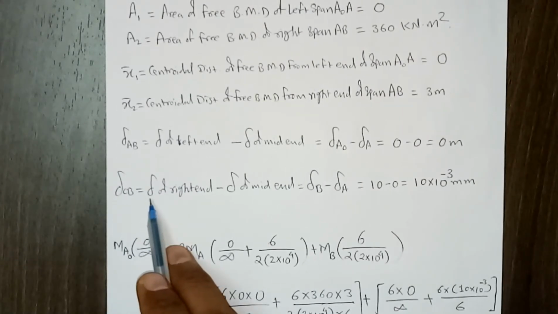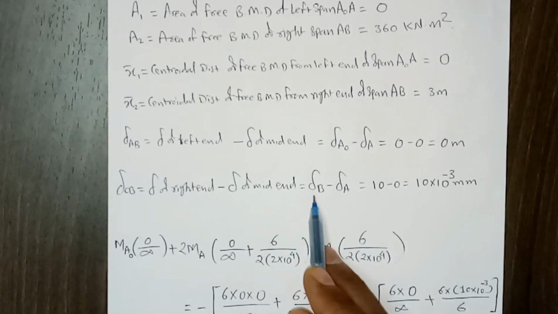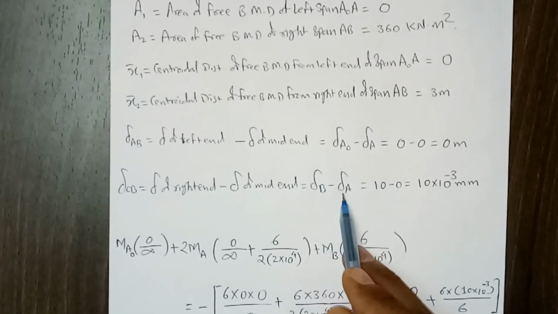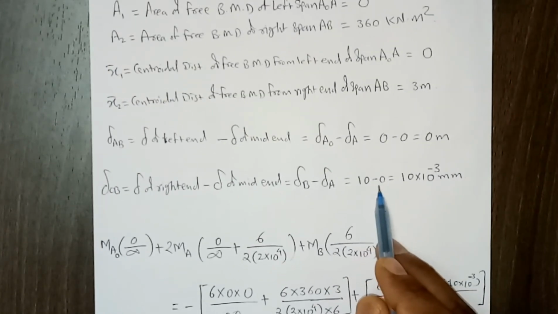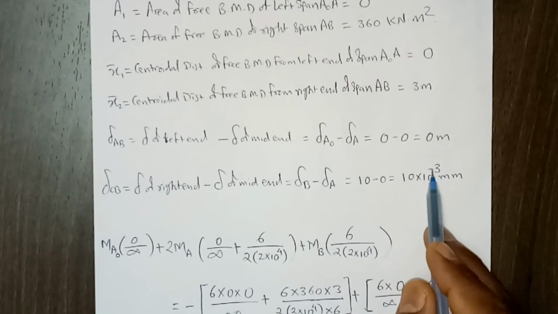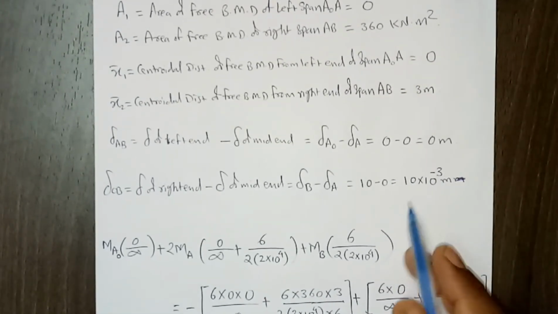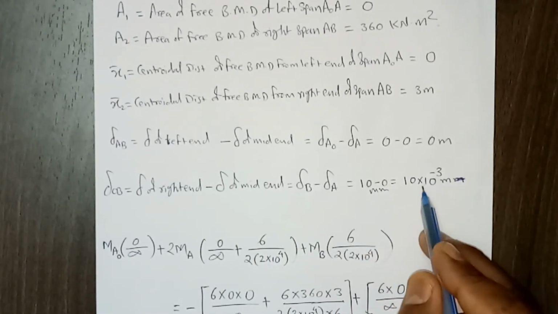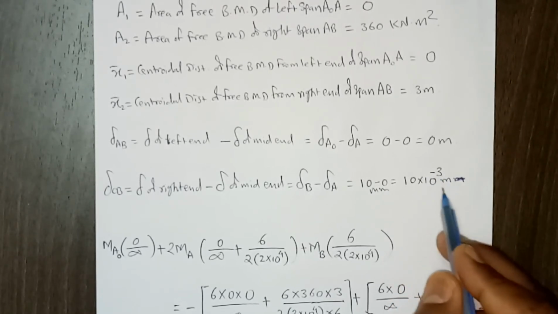Now delta BC, that is delta of right end minus delta of mid end. The right end is now B, right? So delta of B support, which is sinking by 10 mm, and delta A, which is not sinking, so this will be 10 minus 0 equal to 10 into 10 raised to minus 3. Sorry, this is in mm, so you can convert it into meter by multiplying by 10 raised to minus 3, so this will be 10 into 10 raised to minus 3 meter.